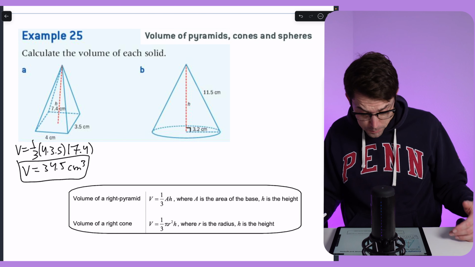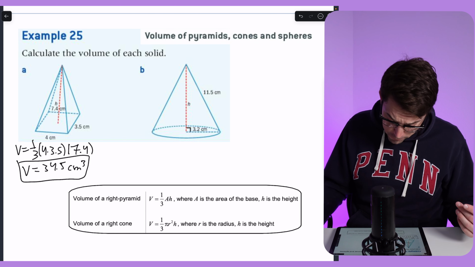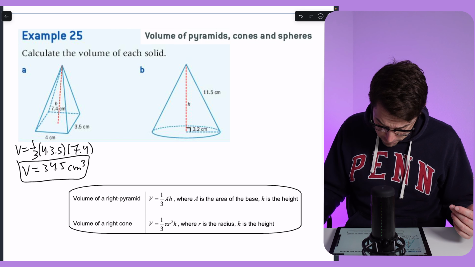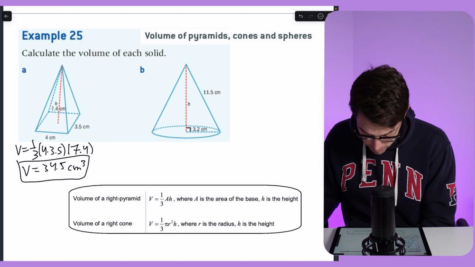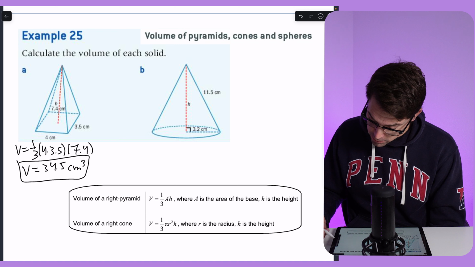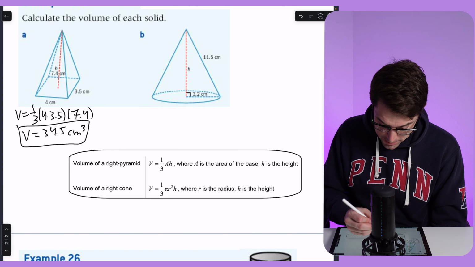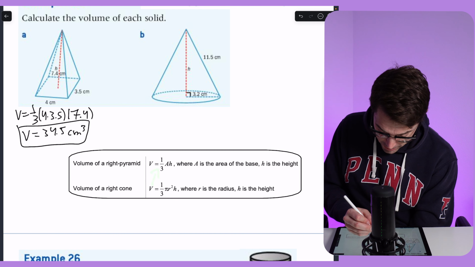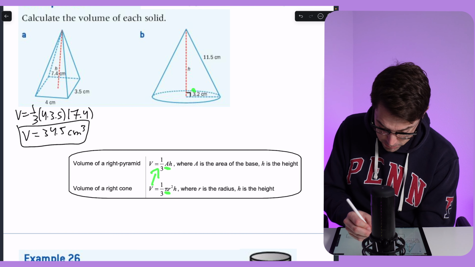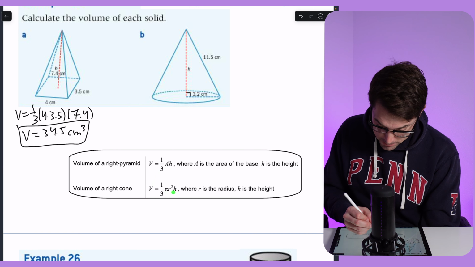Pretty straightforward. Now let's say I want to find the volume of a right cone. So I'm given that the volume of a right cone is going to be 1/3 pi r squared h. And if you notice, it's essentially the same thing as this formula up here. It's really just the area of the base, which in this case is a circle, so it's pi r squared times the height.